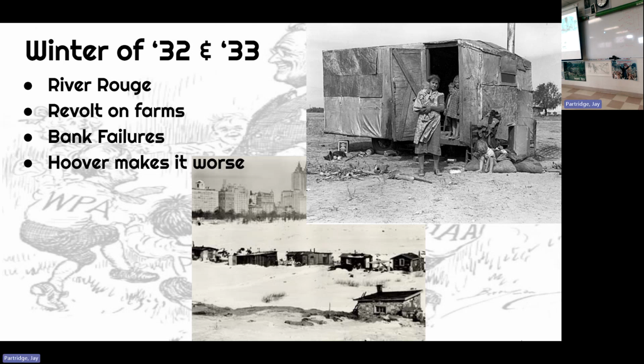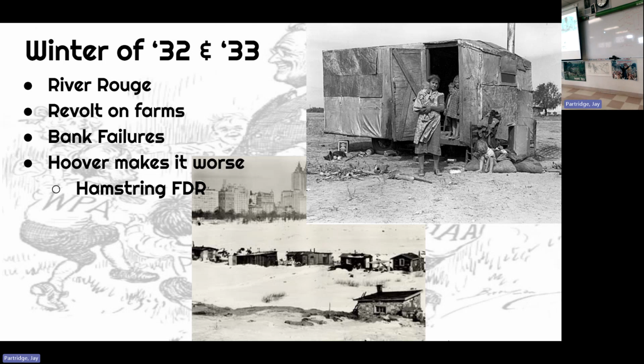It took 2 years, but it was international too. 2 major banks in Britain and 1 major bank in Austria shut their doors. It looked like the entire financial system was collapsing. And Hoover ignored it. More importantly, Hoover tried everything he could. He would actually make it worse.